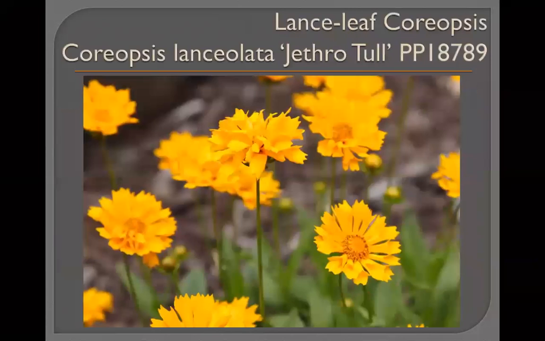Different kinds of coreopsis. This is Coreopsis lanceolata, Jethro Tull. Can be deadheaded for repeat bloom. Blooms in late spring, early summer. Can bloom over several months if you keep deadheading it. But it really pops in the landscape because of these bright yellow blooms.